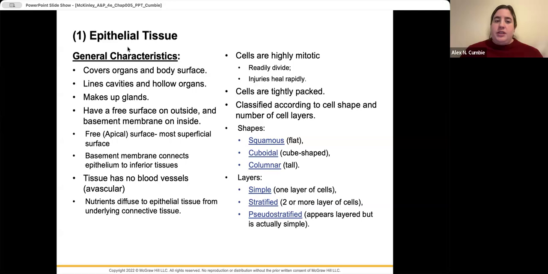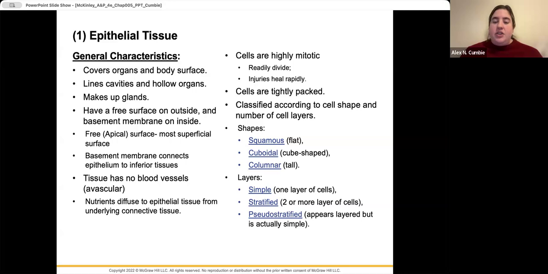So for epithelial tissue, okay, general characteristics, they cover organs and body surface. So we can think of the body surface like the skin. So part of the skin is epithelial tissue. And then the surface of different organs also has an epithelial tissue layer. Not only that, but inside the organs, it lines cavities. Okay, so if you have an organ that's hollow, it's going to also have an epithelial layer lining its cavity.